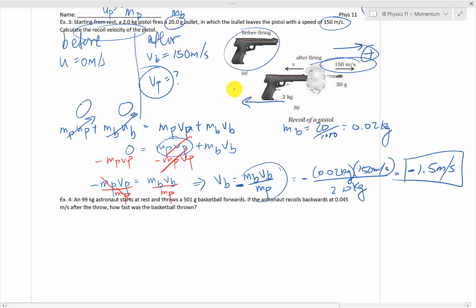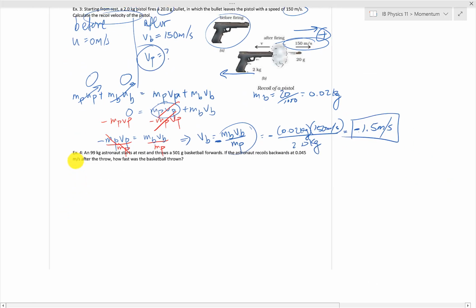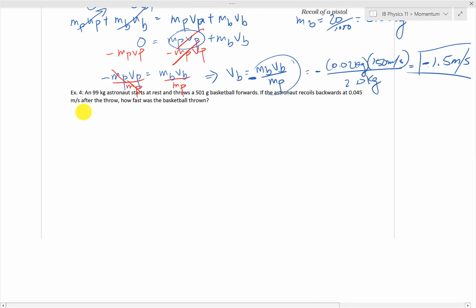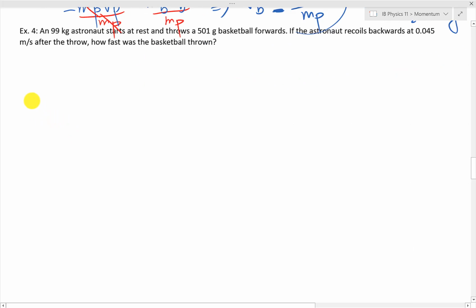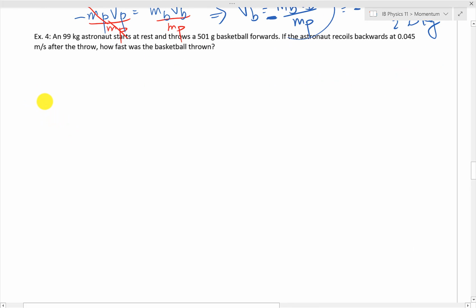The interesting thing about recoil is the fact that before the event, both objects started at rest. Now it is your turn to deal with a similar problem. We have here an astronaut, kind of like the video I showed before, where he threw a basketball forwards. The astronaut is going to recoil backwards after the throw. How fast was the basketball thrown?